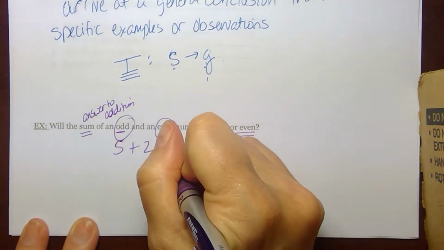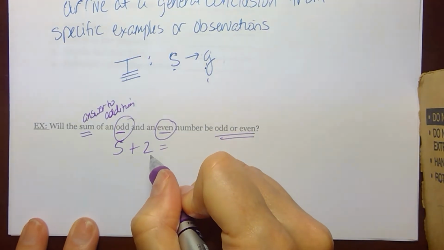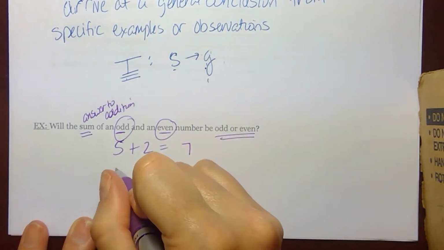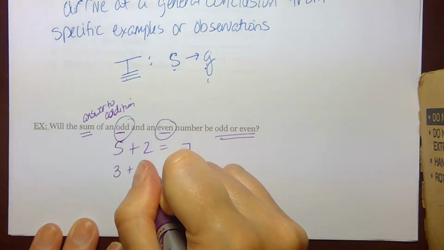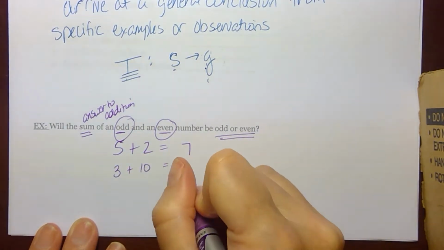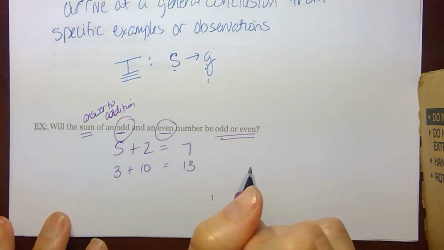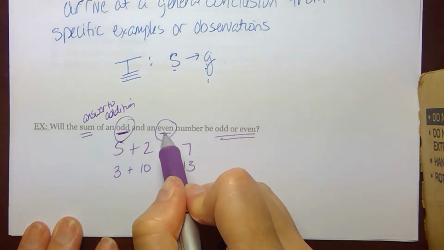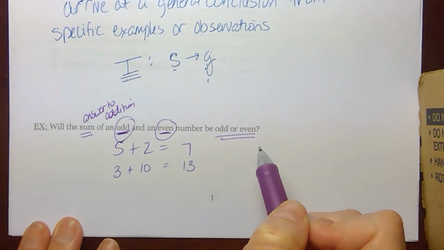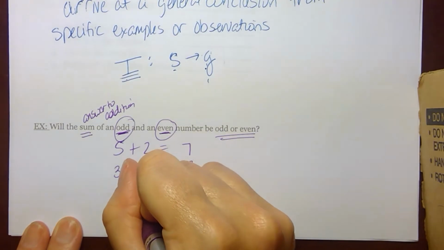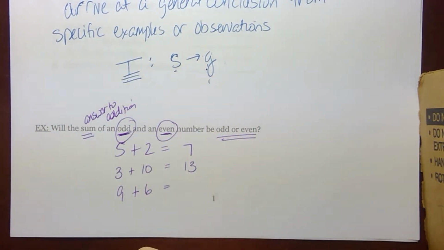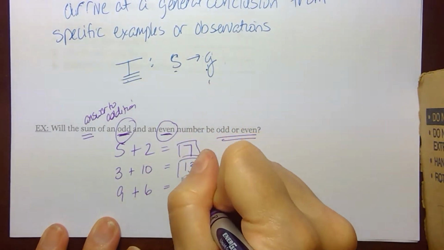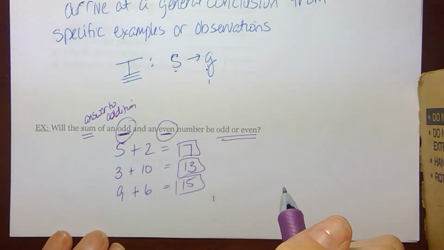And like I said, an even number is divisible by 2. So 2 is an example of an even number. If I add 5 plus 2, I get 7. Well, 3 is an odd number and 10 is an even number. 3 plus 10 is 13, and I'm just coming up with values. It doesn't matter what numbers you use as long as you follow the requirements of odd and even. 9 is an odd number, and 6 is an even number, and 9 plus 6 is 15. So these are the 3 sums I have gotten out of those 3 examples.